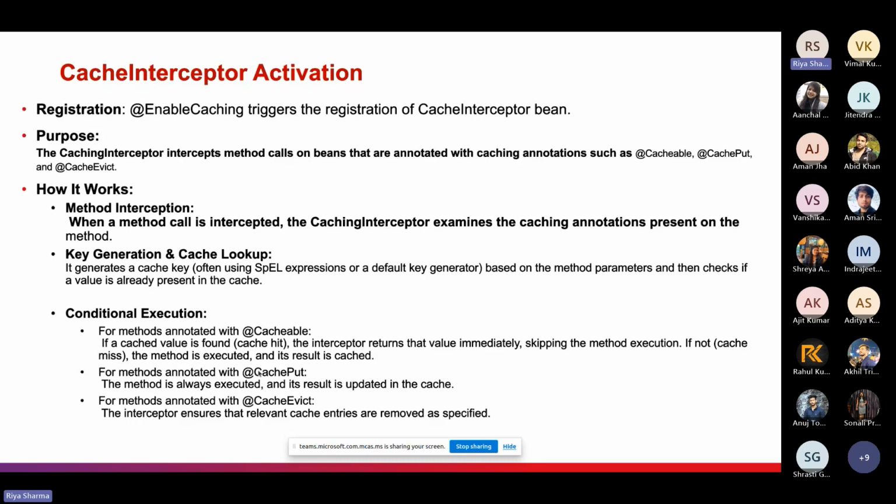And in cache put, what happens is the call never gets intercepted. It will always execute the method, and then the next time the request comes, it will get the same data from the cache memory. And in cacheable, the request always gets intercepted. It'll go and look in the cache memory first, and then if it doesn't find it, then the method gets executed. So these are the conditional executions.